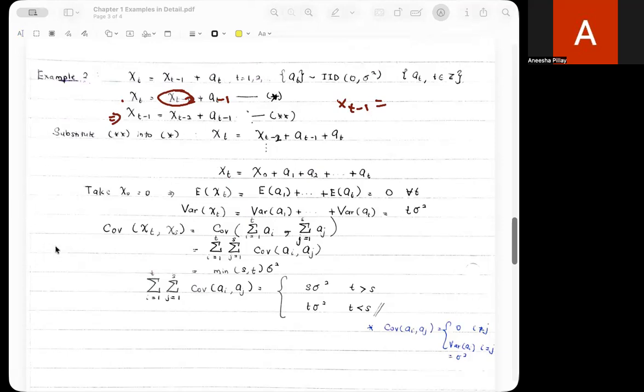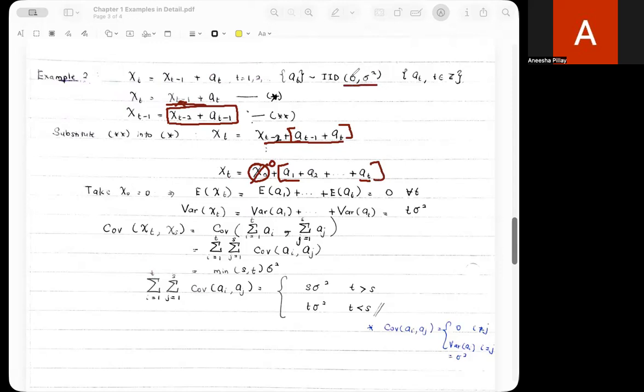Okay, so once you're done with this, if you substitute this whole equation into this, you will be getting this. And if you continue to do so, at one point, you will reach X null and then you will have A1 until At. If you continuously do this, right? So if we take our X null as 0, you are left with only A, right? And your A is following this, where your mean is equal to 0 and your variance is constant.